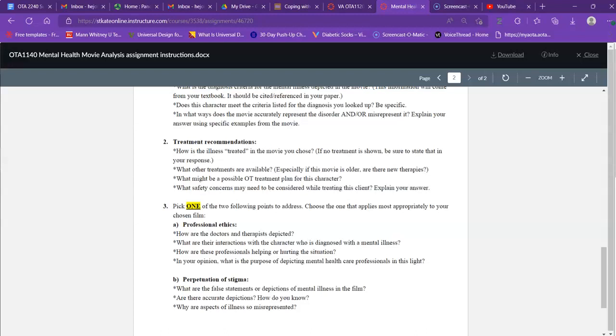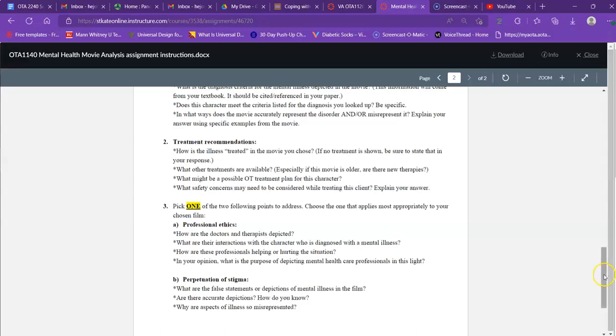Then the third question, what might be a possible OT treatment plan for this character? So think about what OT could do to help this particular person. And the last question in this section, what safety concerns may need to be considered while treating this client? And then explain your answer.